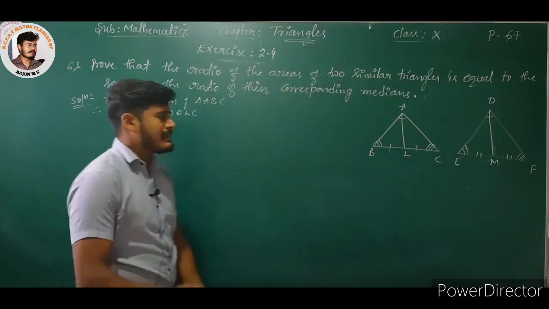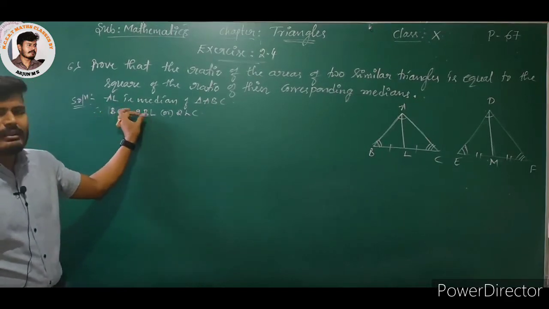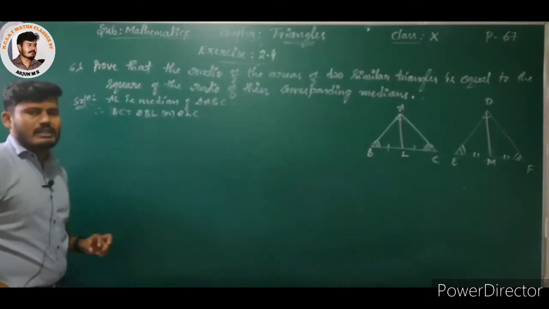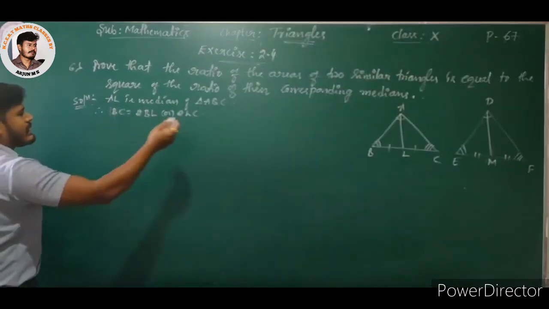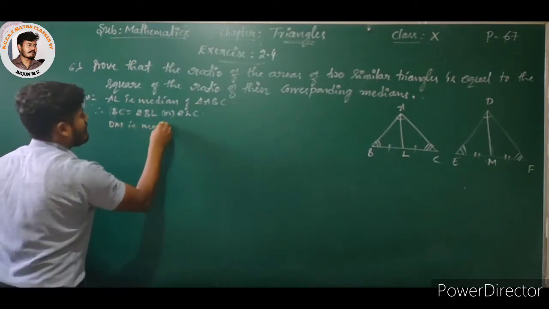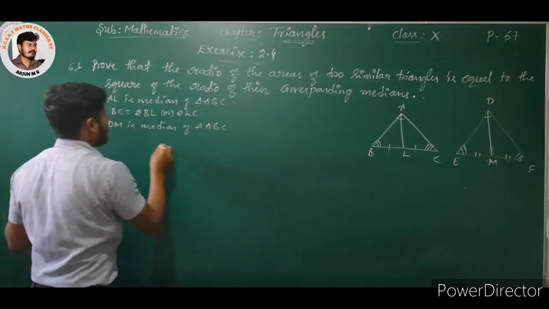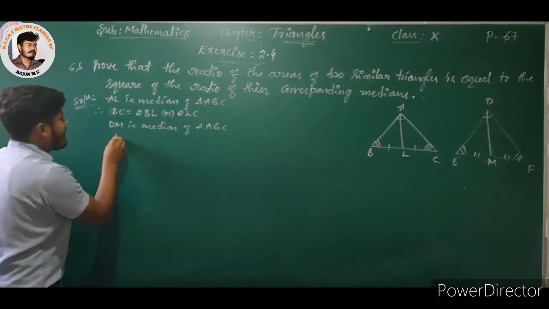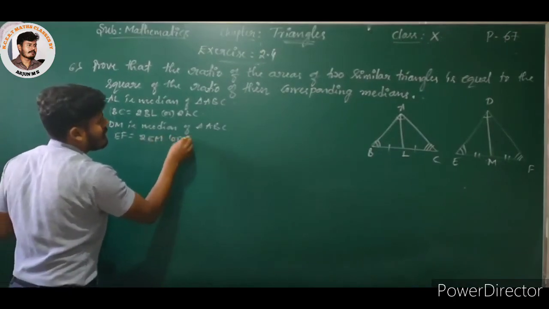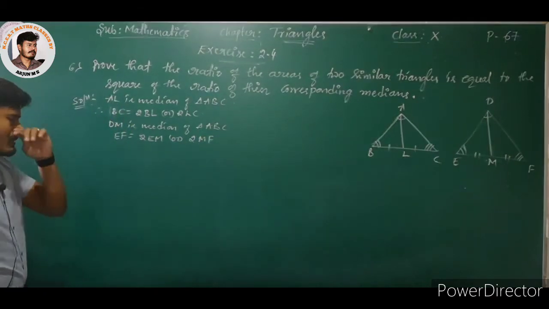These two are equal because L is the midpoint of BC, no? That's why BC can be written as 2 times BL, or 2 times LC, both are correct. Then you just take down another one, that is DM is the median of triangle ABC. Then there EF is equal to 2 times EM or 2 times MF, right? This is also possible.